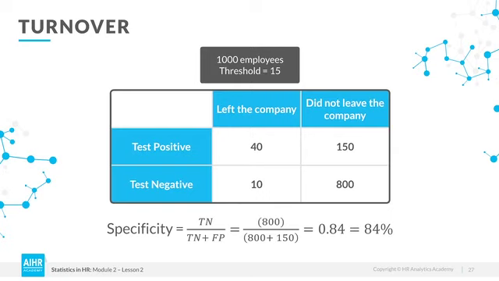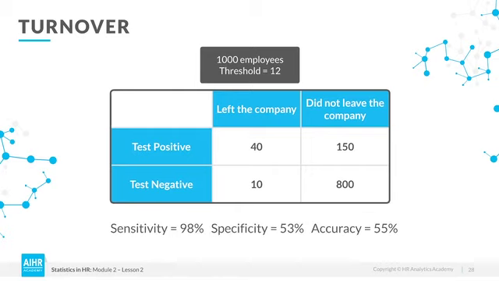Then it might be a good idea to up your sensitivity by lowering your threshold of 15 to 12 in your turnover test. This could give you the following diagram. Here, you can see that we're incredibly sensitive to turnover with a 98% sensitivity. However, due to the lowering of our threshold, we also get a lot more people who are false positives, which decreases our specificity to 53%. This means that in general, your accuracy will also go down to 55%.